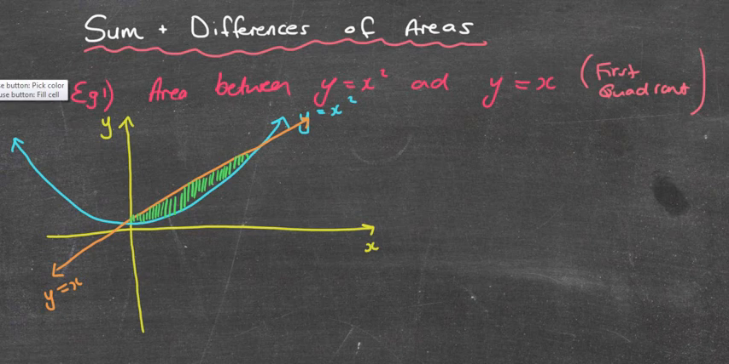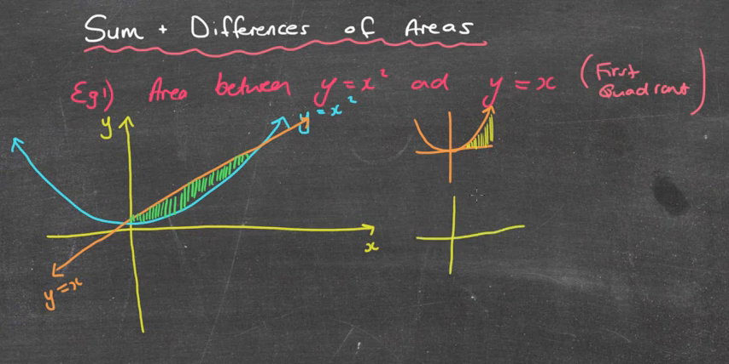Now, what are some things that we have done previously? Well, previously, we've been able to find the area between the graph y equals x squared and the x-axis. So, for example, we could find the whole area like that. We could also, if we wished, find the area underneath a straight line, which would be this area here above the x-axis.